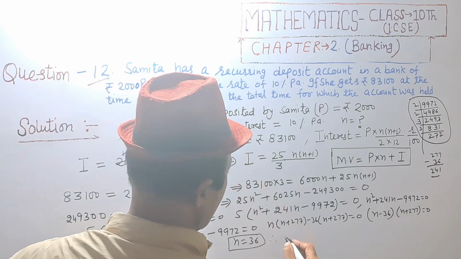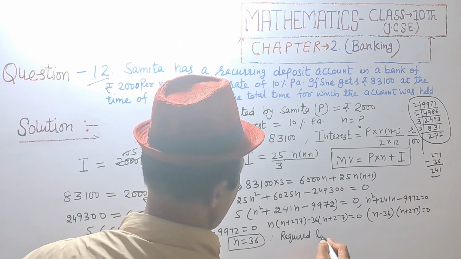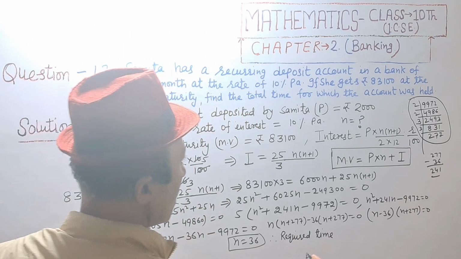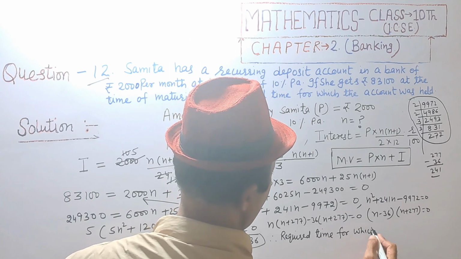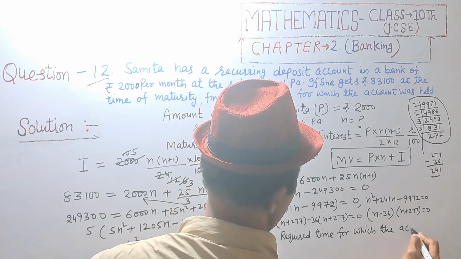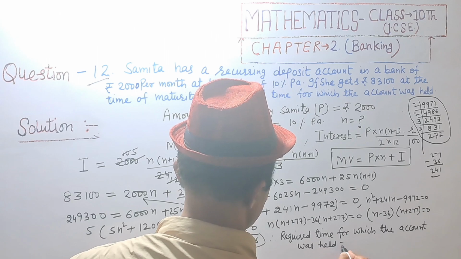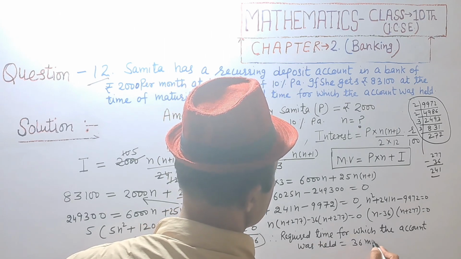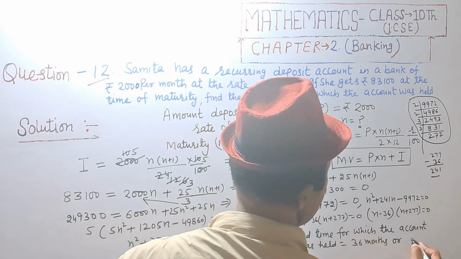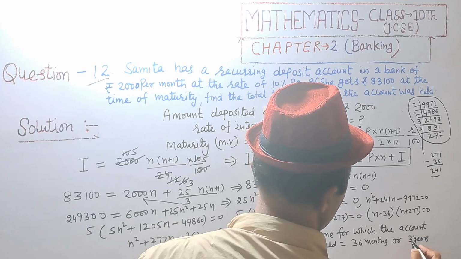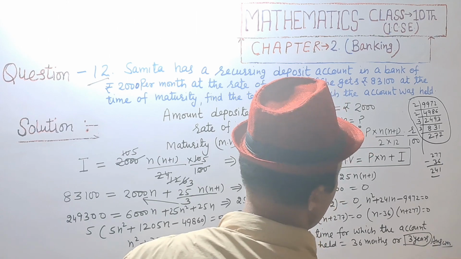So the required time for which the account was held is equal to 36 months, or 36 months means 3 years. Answer.